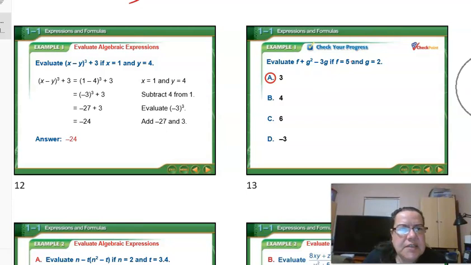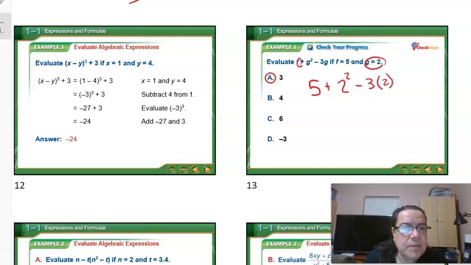So the first thing I see is it says f. So in the f place, I'm going to put the number 5. So let me go ahead and do that. So it's 5 plus, and then g squared, well, it's this number here. And g squared then would be 2 squared. And then it says minus 3 times g. G we already know is 2.